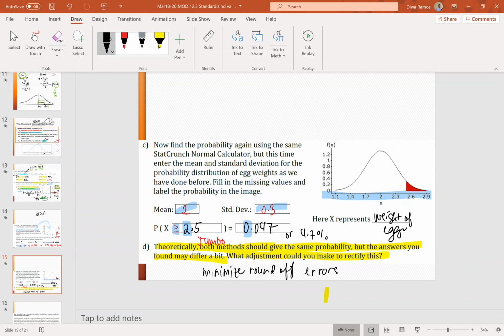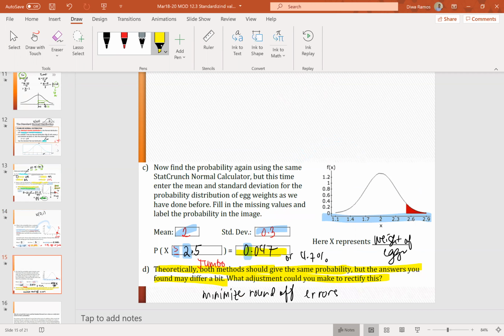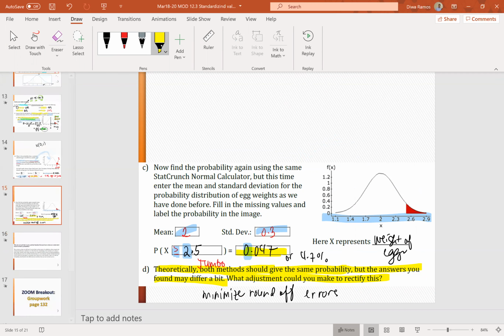Or for final answers, we can set it to, say, 5%, rounded to 2 decimal places. That could rectify the situation, but it doesn't have a lot of discrepancy. As you can see here, I rounded it off to 3 decimal places, and both have essentially the same results. So we did rectify that situation. Any questions so far from the class?